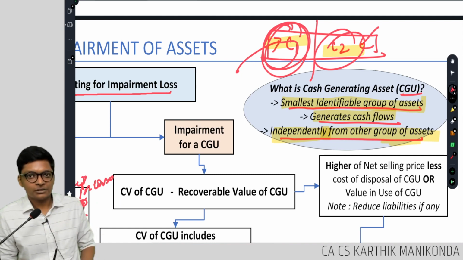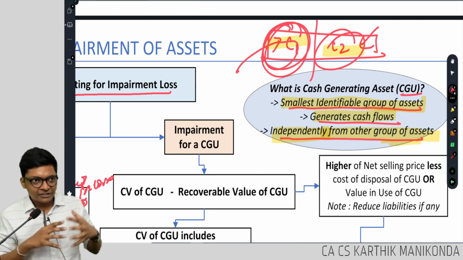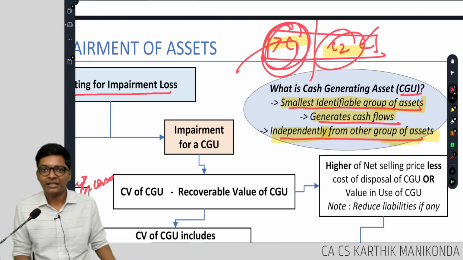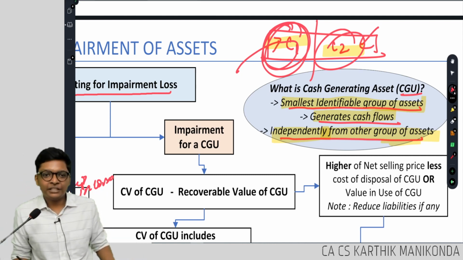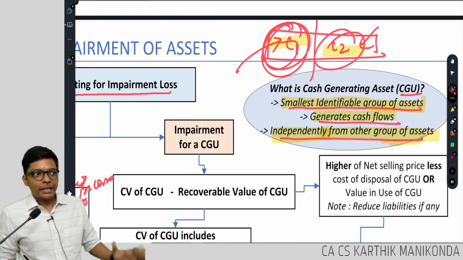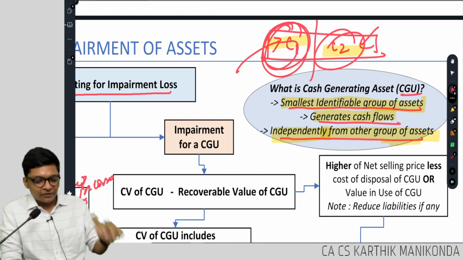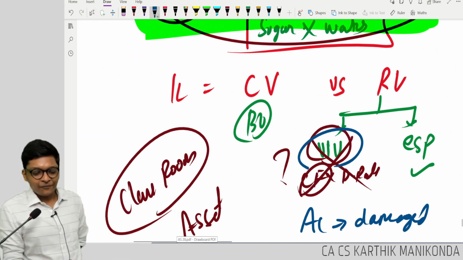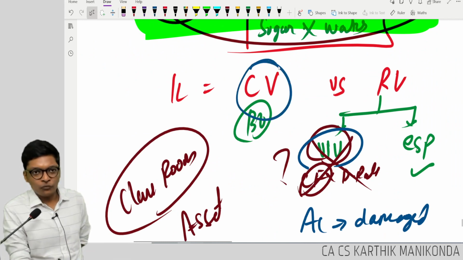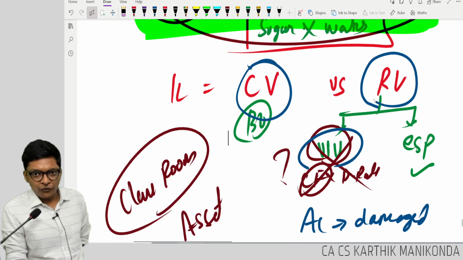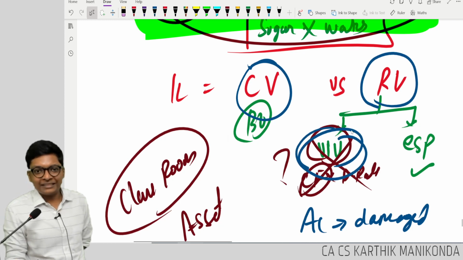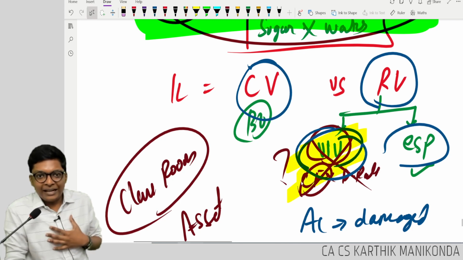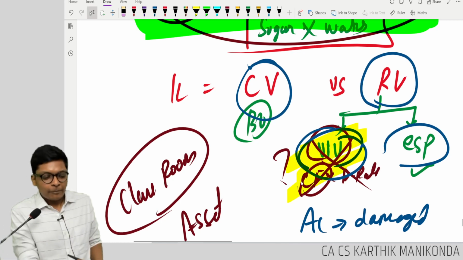A group of assets which are collectively helping me to generate cash flow. Are you following? That's called a CGU. So, if AC stops working, I have to compute. Look at this: carrying value for AC, recoverable value for AC, value in use for AC and estimated selling price for AC. But I can't do it because value in use is not possible.